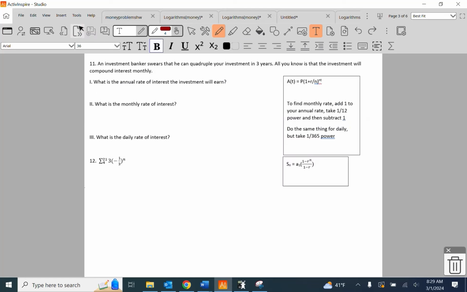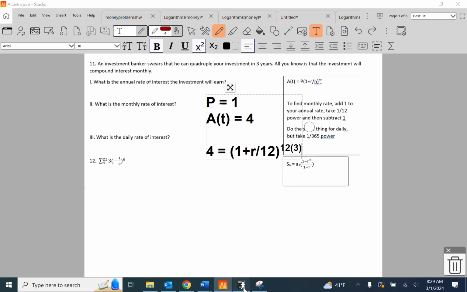Number 11, an investment banker swears he can quadruple your investment in 3 years. So if you start with $1, after some time passes, you now have $4. And I gave you the formula. So it's 4 equals 1 plus an unknown R over 12, monthly, and the exponent is going to be 12 times 3 years. That's what I'm going to Y1, Y2.